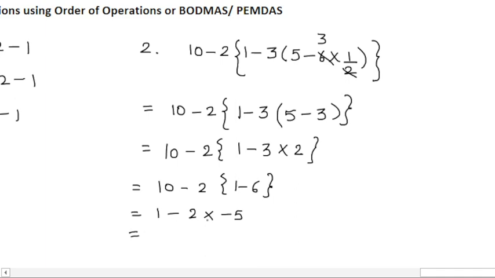So again, multiplication is happening between negative 2 and negative 5. So according to BODMAS, multiplication has to happen first and then subtraction happens. We have negative into negative becomes positive. 5 times 2 is 10. Finally, your answer is 11.